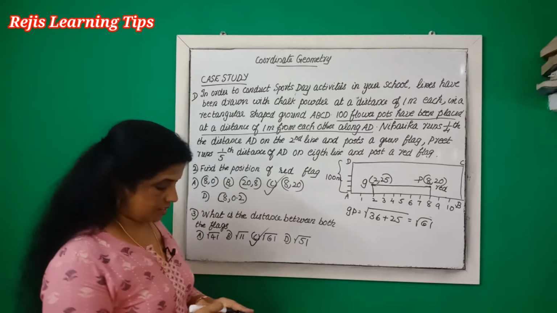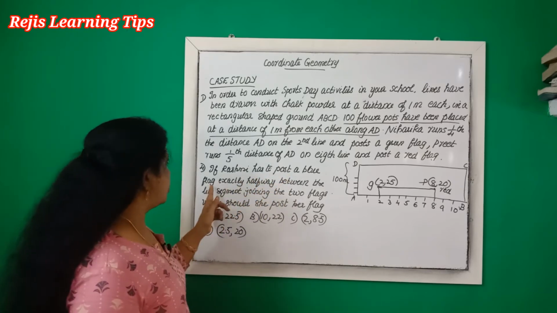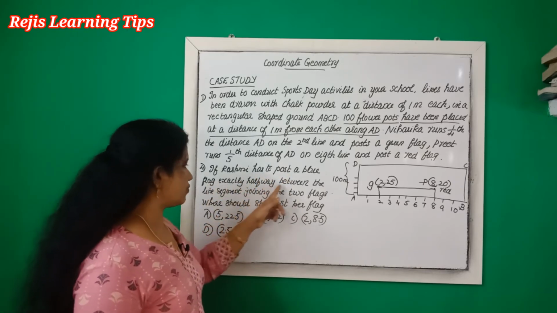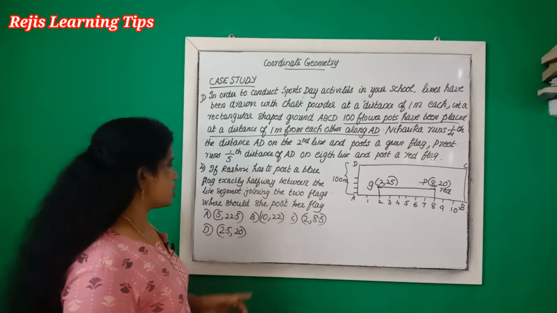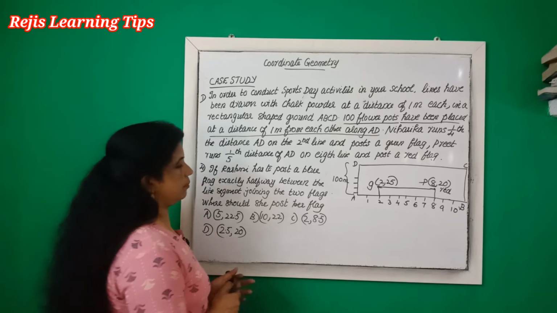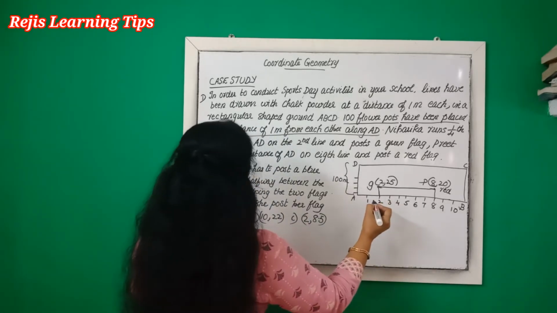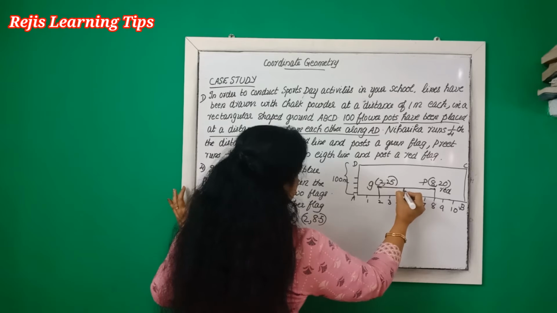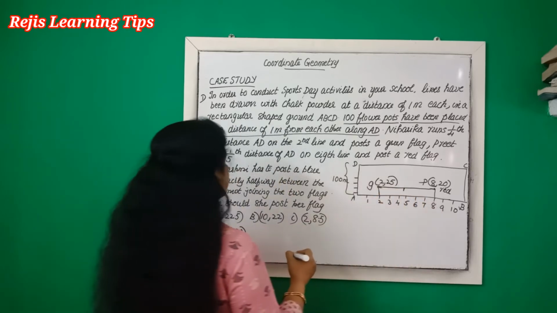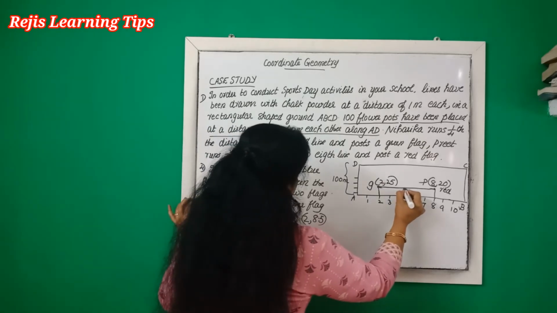Then next, the fourth one: if Resmi has to post a blue flag exactly halfway between the line segment joining the two flags, where should she post her flag? Resmi has to post a blue flag exactly in the middle of the line segment joining GP, and this is the place where Resmi posts her blue flag.